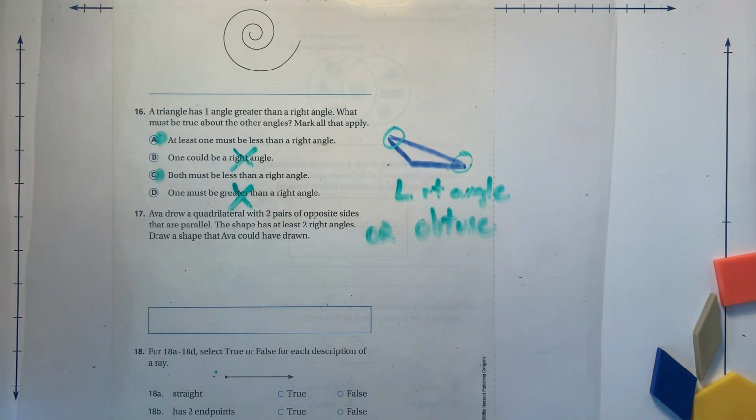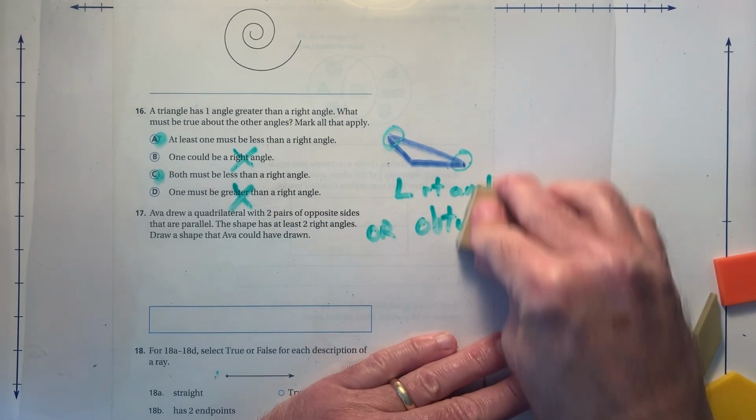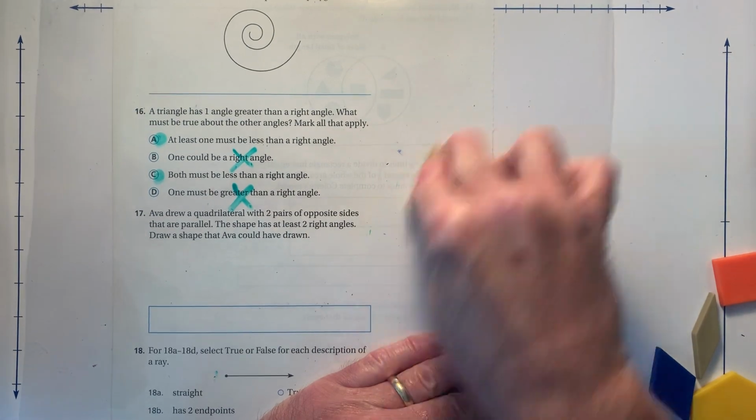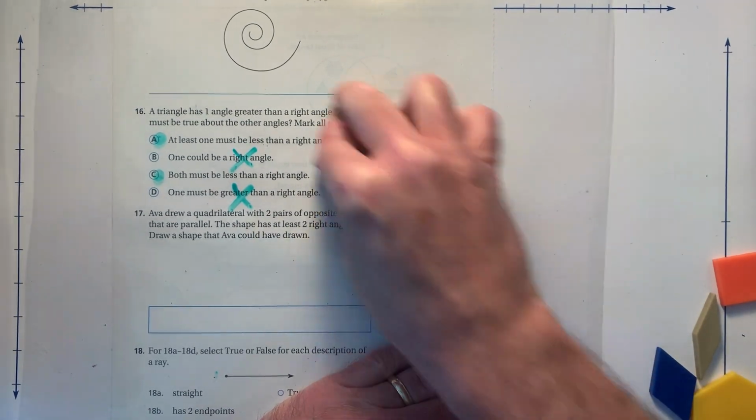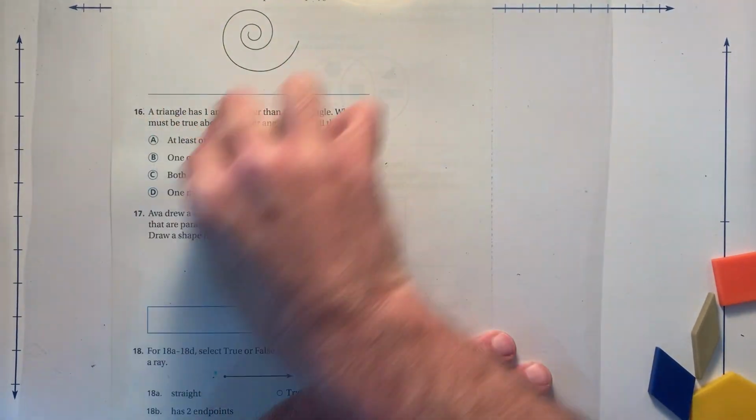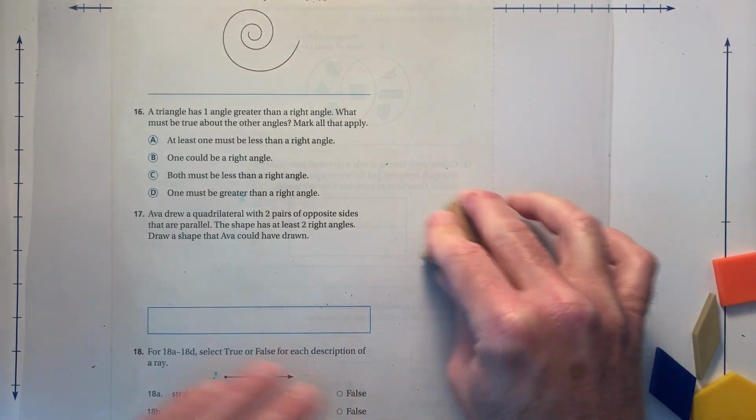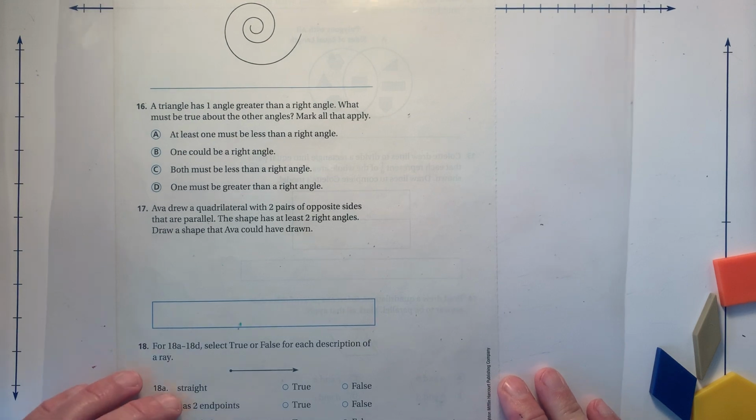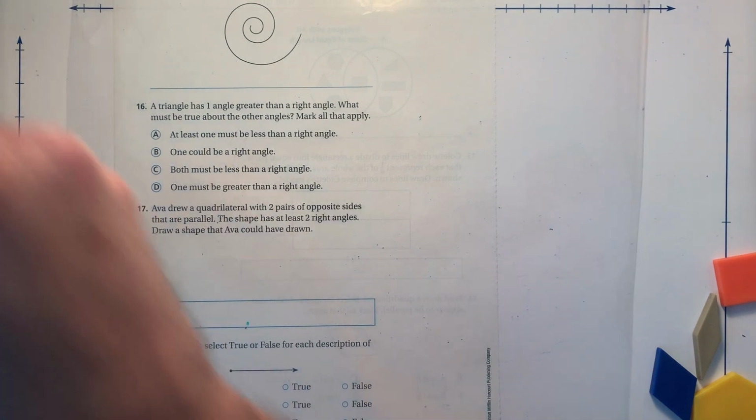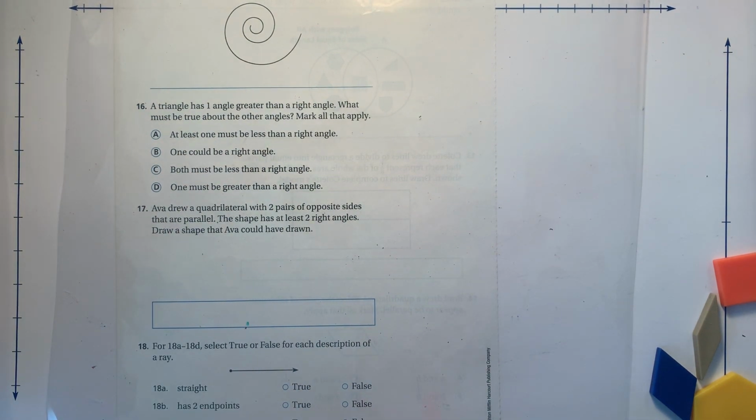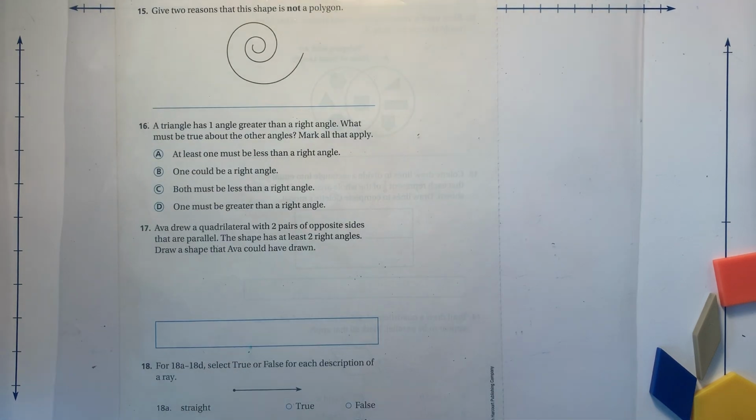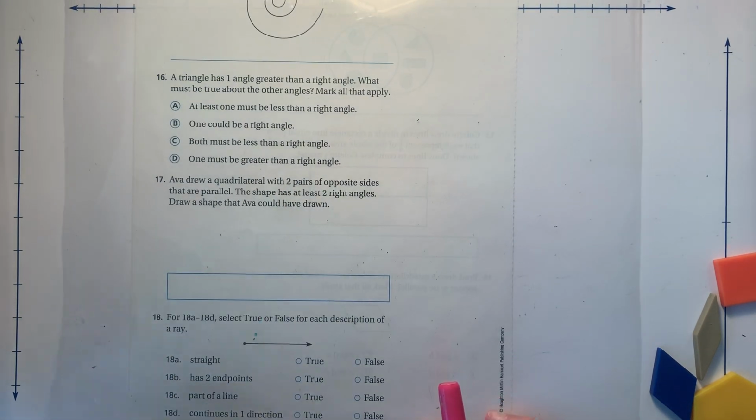It will not work. That was a little bit of a tricky question because they did not go into the information that you would most likely need to answer those in this session during chapter 12. But now you are smarter than a third grader. So good for you. Number 17, Ava drew a quadrilateral with two pairs of opposite sides that are parallel.